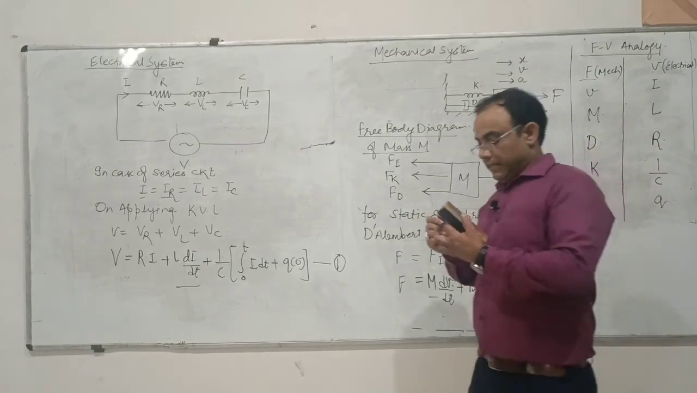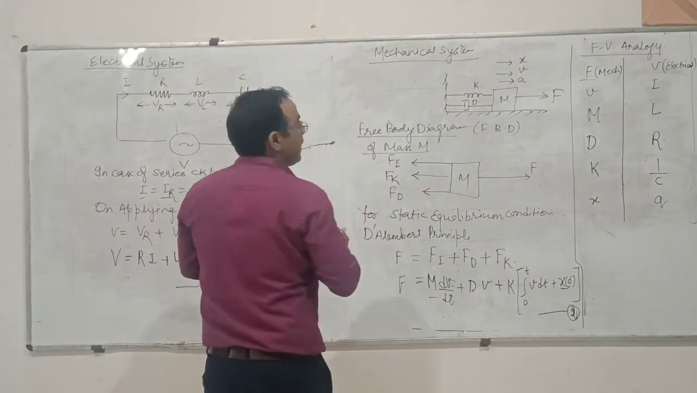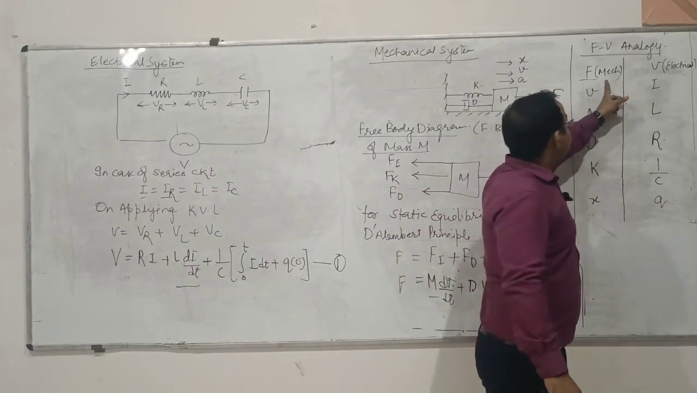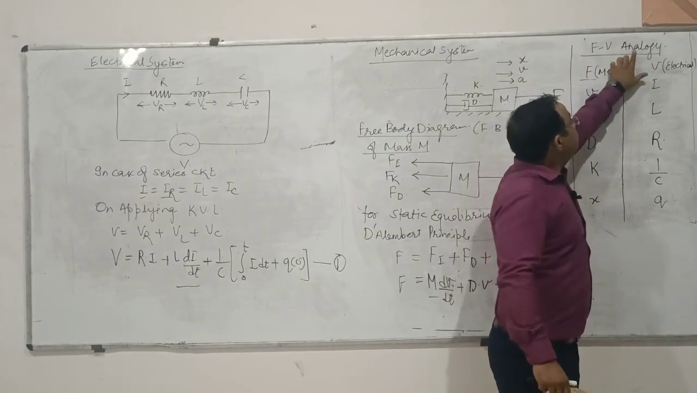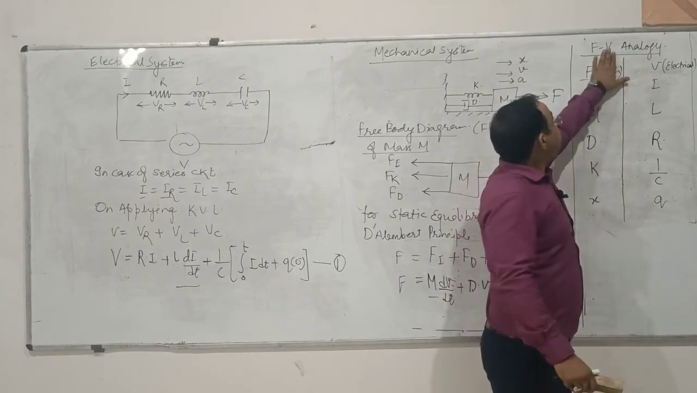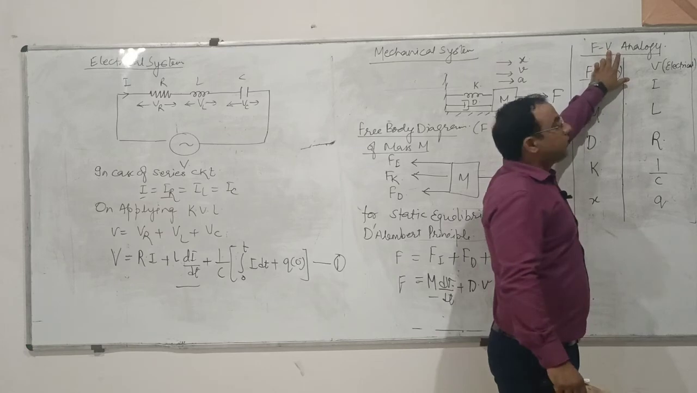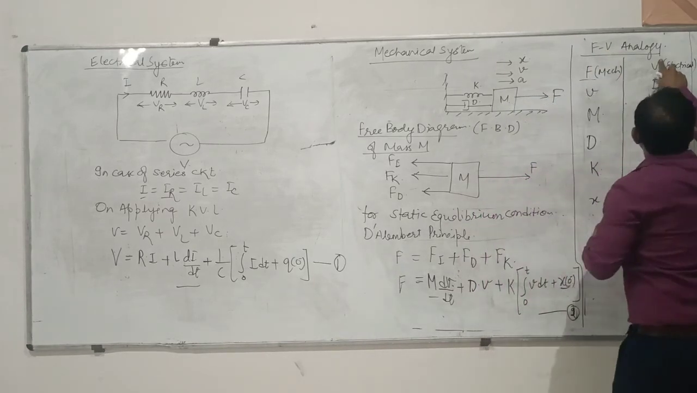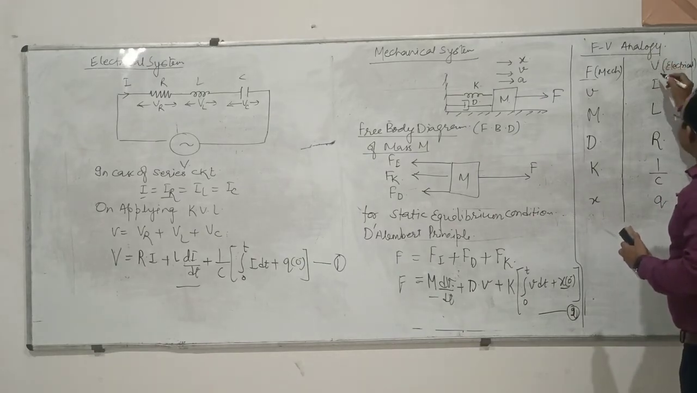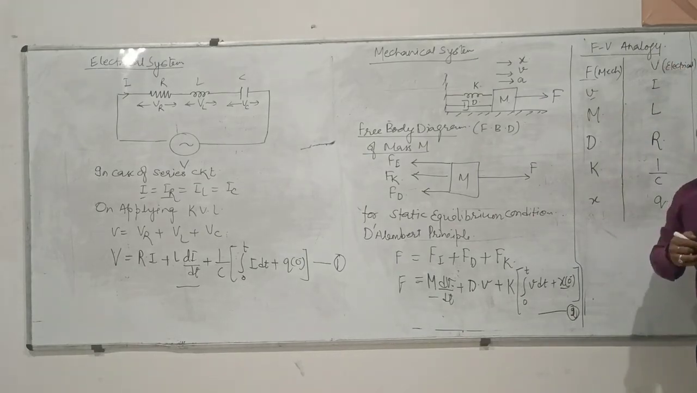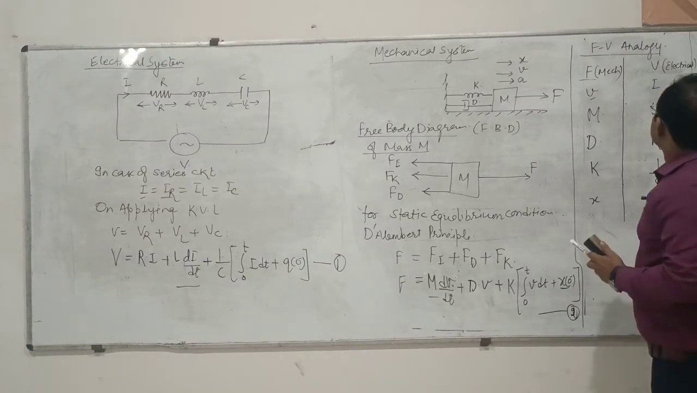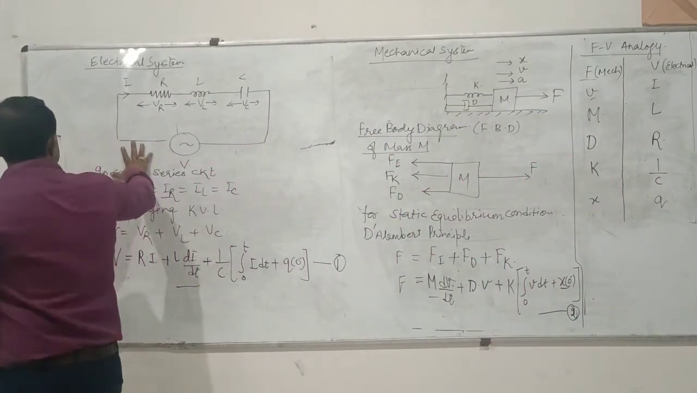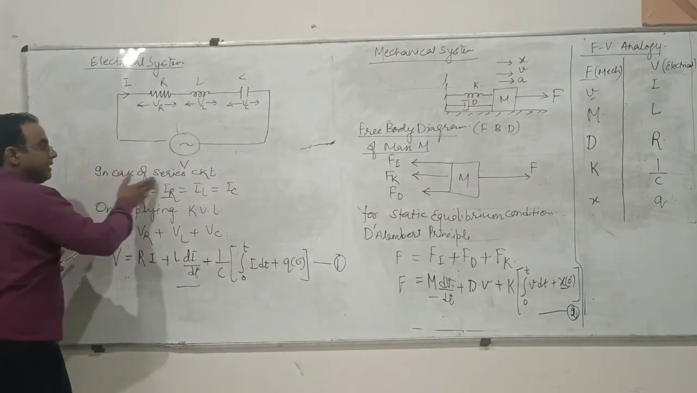So here we develop the analogy between the electrical system and mechanical system and set it as the FV analogy. Here we are using capital V for voltage and a small v for velocity. Alright. Now in the electrical system, till now we have been discussing the series circuit.